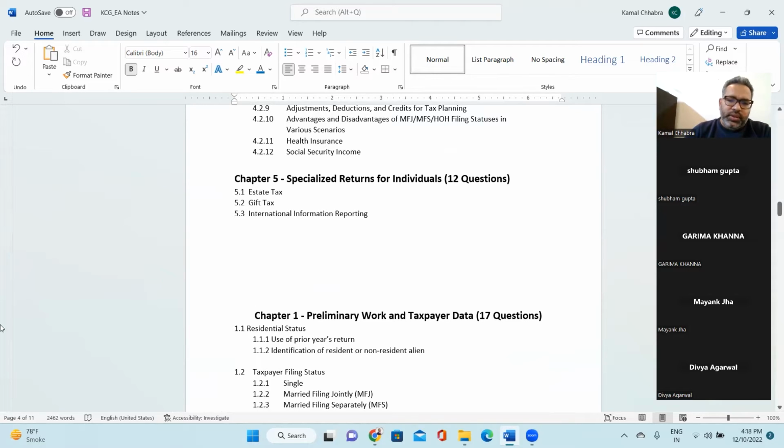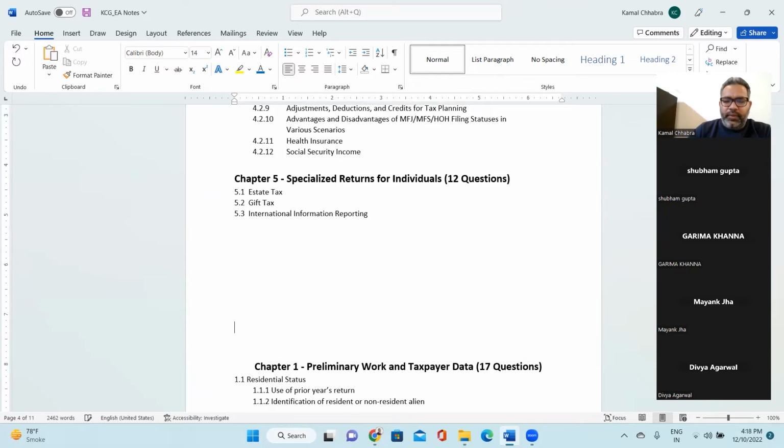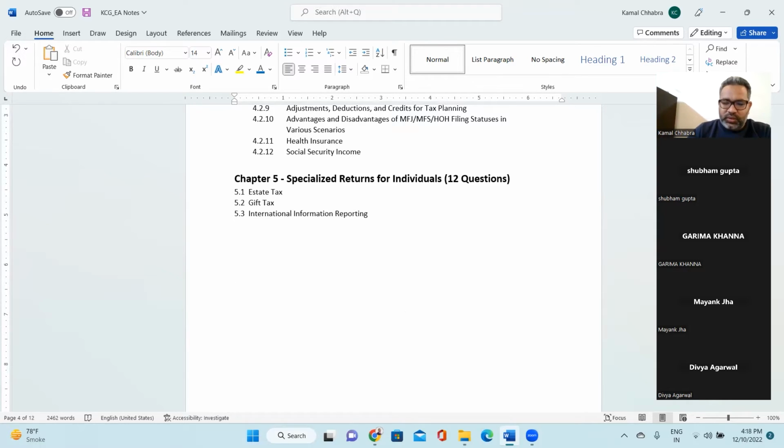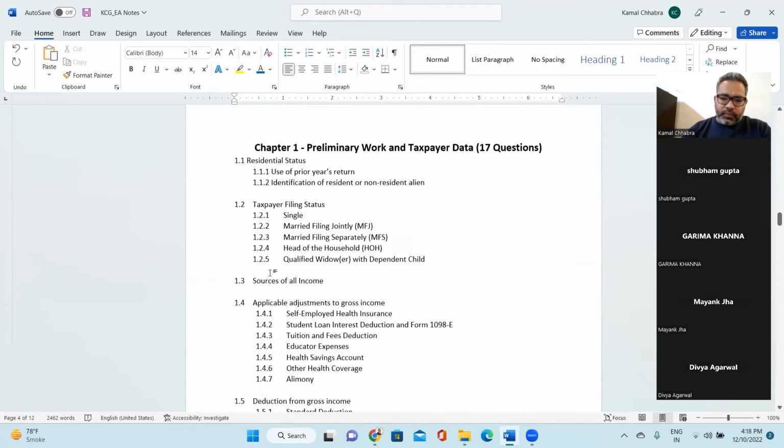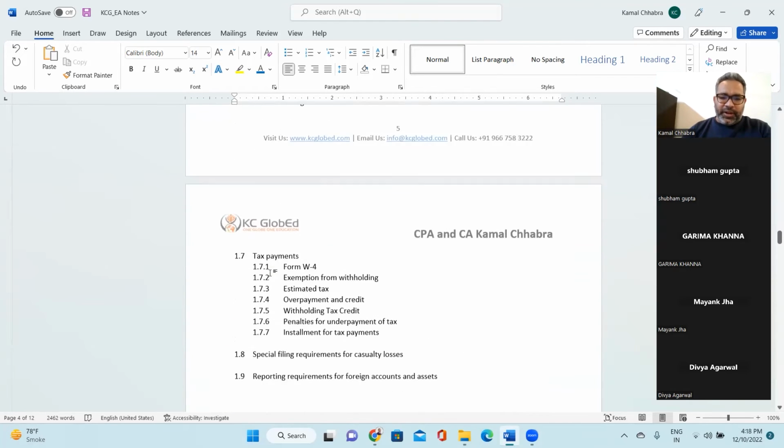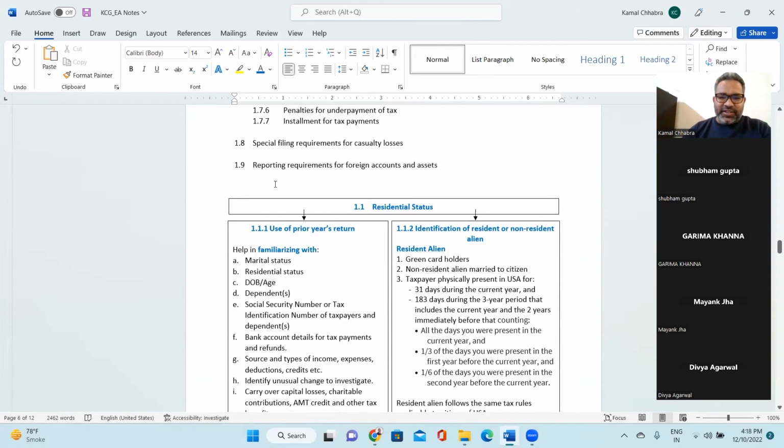So now we are jumping into main chapter 1. Today we are starting the main course. In the last class, we just did a complete high-level overview of what all things you can expect in the individual taxation exam. And now we are jumping into chapter 1 and topic 1.1, which is residential status, right? So ready to dive into residential status?